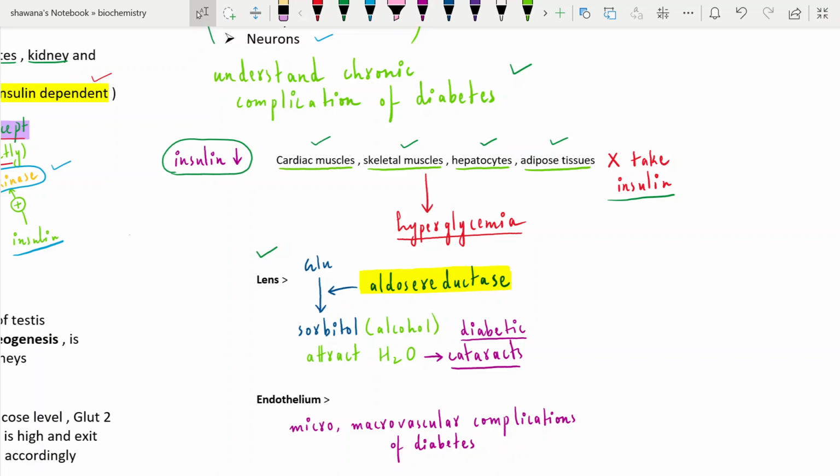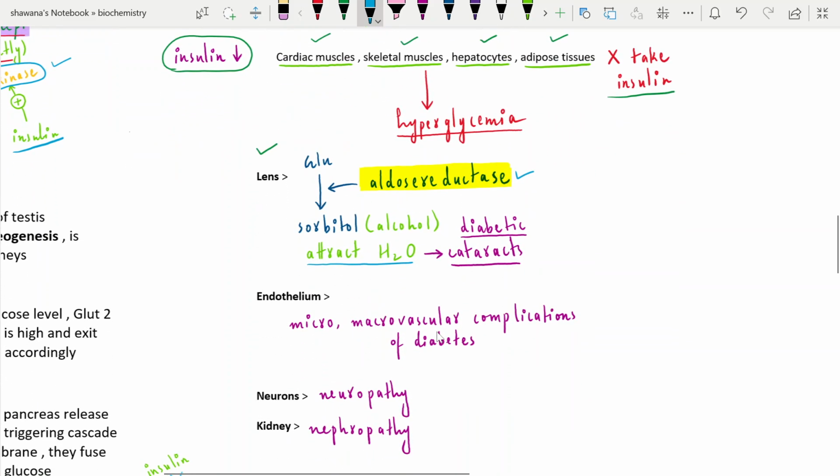How would they get affected? The glucose in our lens is converted into an alcohol known as sorbitol, and sorbitol is a polar compound. It attracts water, and this results in diabetic cataracts of the lens. So, very important MCQs. It's often asked how glucose is converted into sorbitol. It's by an enzyme known as aldose reductase in the lens. It converts glucose into sorbitol, which attracts water and results in diabetic cataracts.